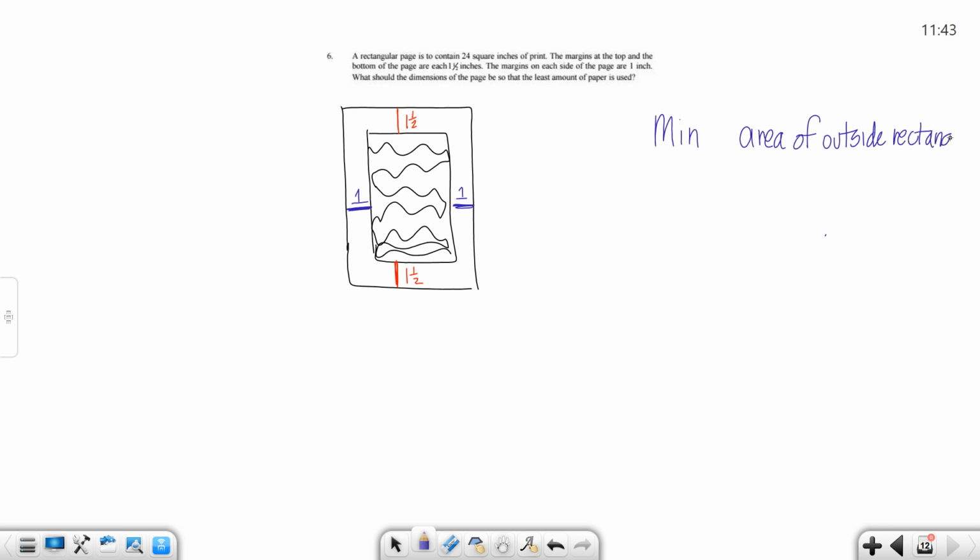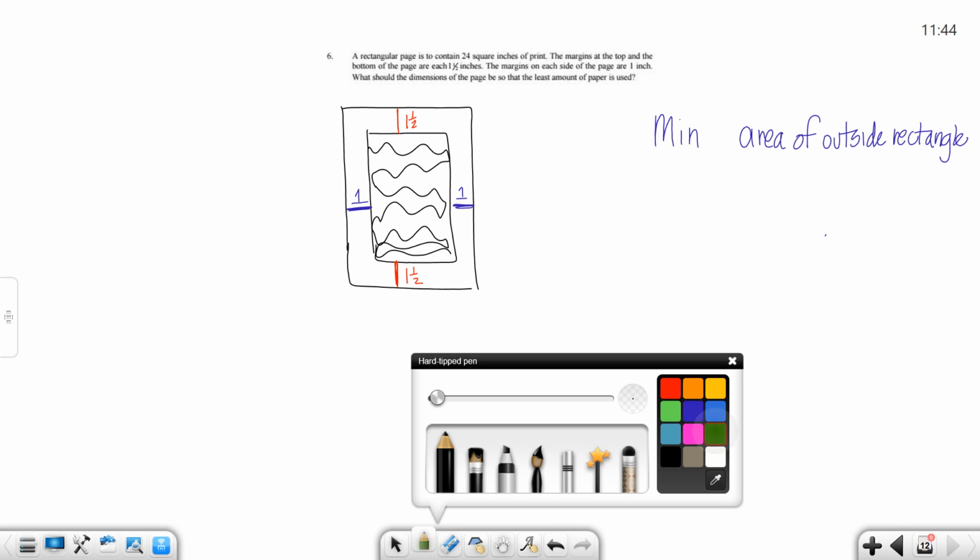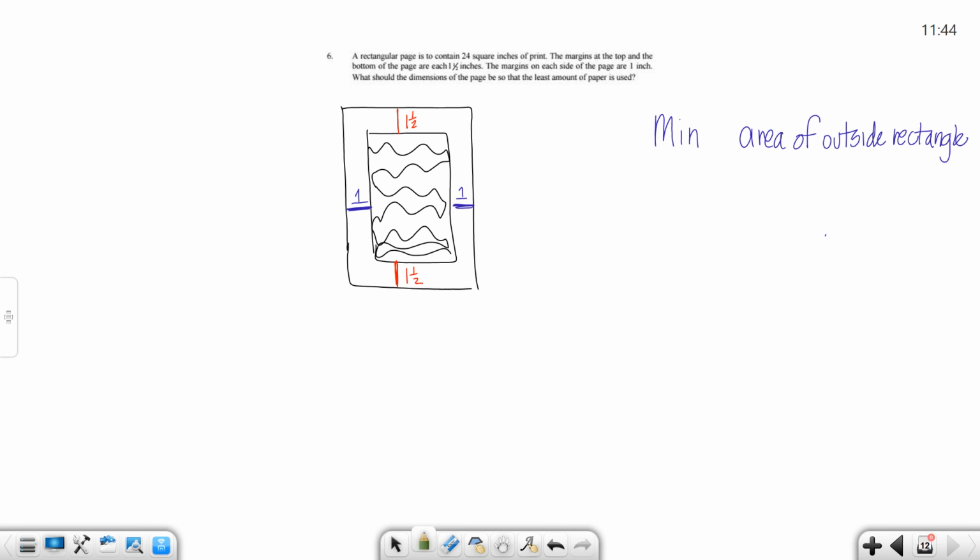Well, I can't really tell what I'm going to call X and Y or L and W yet because I've got so many rectangles going on. So I tell you what, let's just go ahead and work inside out, and then we'll get that outside rectangle in just a second.